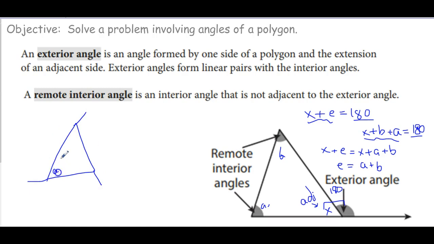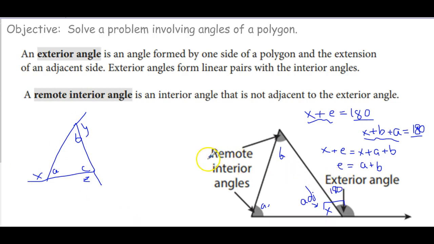So we have interior angles A, B, and C. Because this is true for all three angles of any triangle, let's say this exterior angle X, exterior angle Y, exterior angle Z. X has to equal the sum of B and C, Y has to equal the sum of A and C, and Z has to equal the sum of A and B. So each exterior angle is equal to the sum of the two remote interior angles.